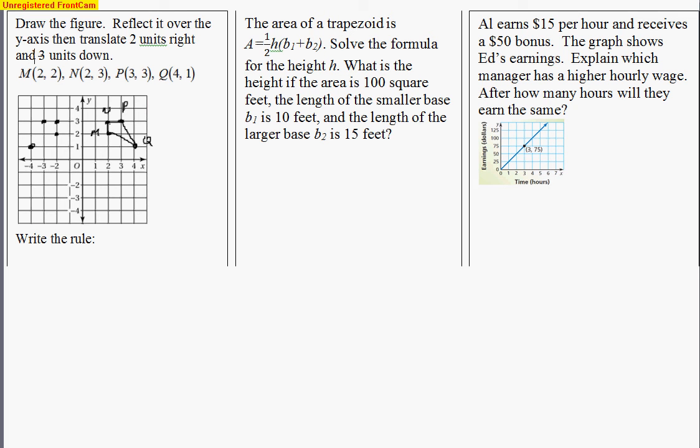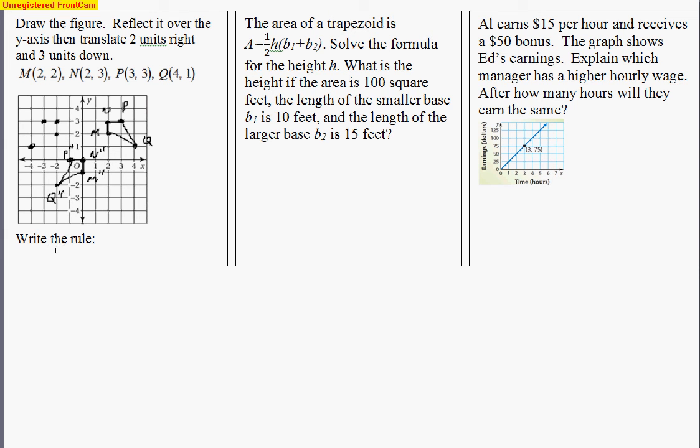And then it says 2 units right, 3 units down. So 2 right, 3 down. And so we have a figure point there. And then 2 right, and 3 down. Then we can go ahead and draw that image in there. And so this would be our final one. And so this was N double prime, P double prime, M double prime and Q double prime.